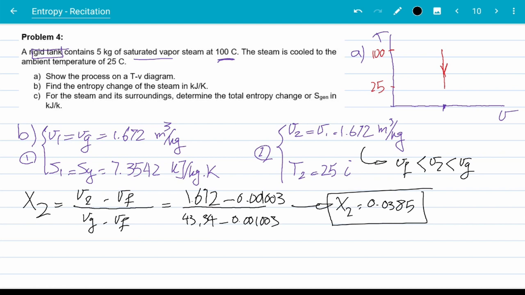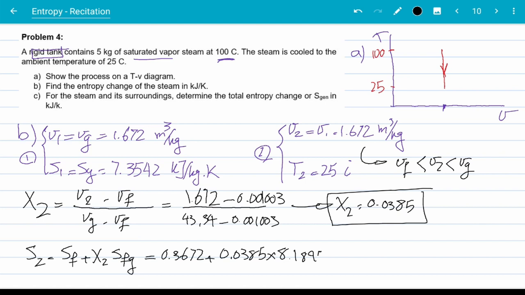Using this quality, I can find entropy at the final state. So entropy at the final state is s_f plus x2 s_fg. s_f and s_fg should be read from the table for 25 degrees Celsius. Now, let's plug in numbers. 0.3672 plus 0.0385 times 8.1895. Do the math and you get that S2 is 0.6825 kilojoules per kilogram Kelvin.